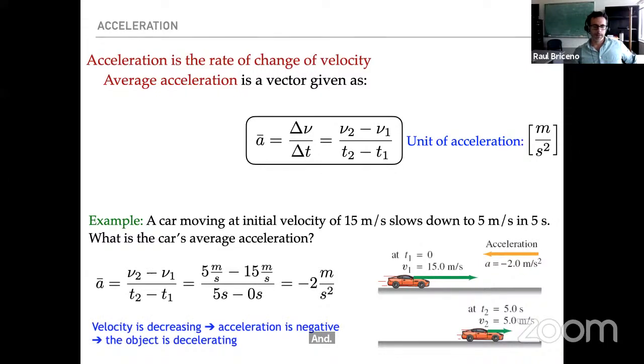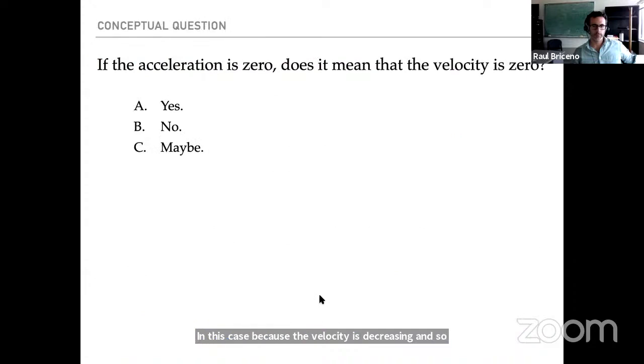All right. So the acceleration can be negative, in this case because the velocity is decreasing, and so the object is decelerating. So maybe here's a conceptual question for you. If I have an object that has 0 acceleration, does that mean the velocity itself is 0? I see somebody already.